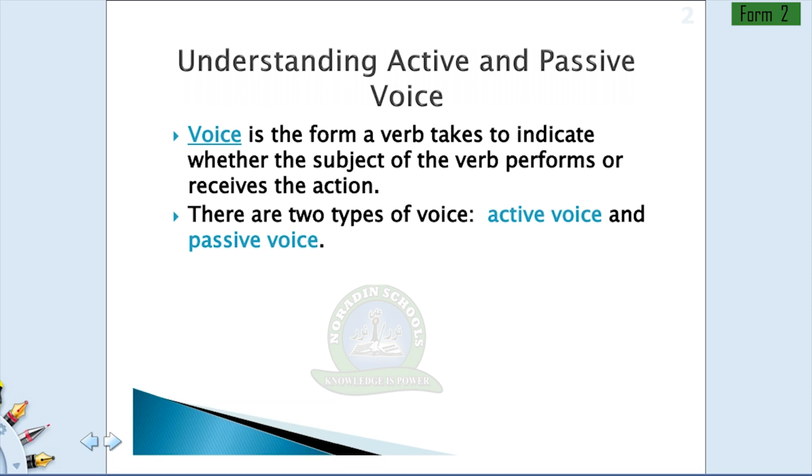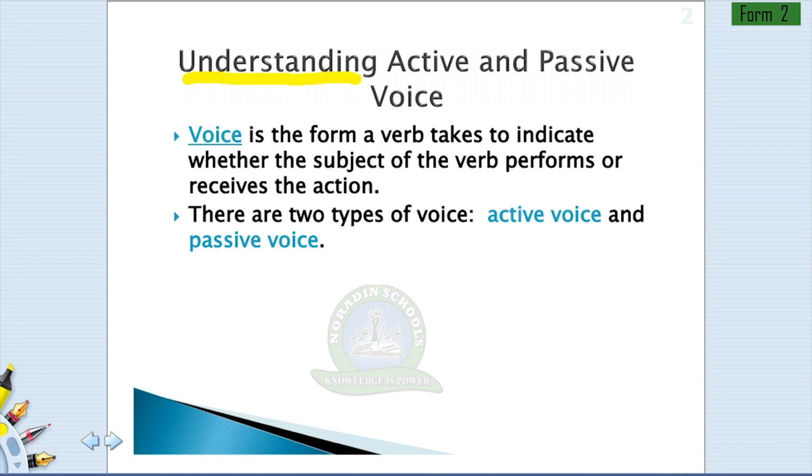Understanding active and passive voice. Perhaps you have seen passive voice and active voice many times. So today we are going to understand what active and passive voice are. We will differentiate them and we will see the differences.